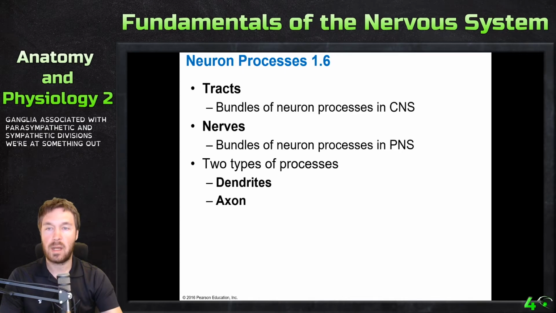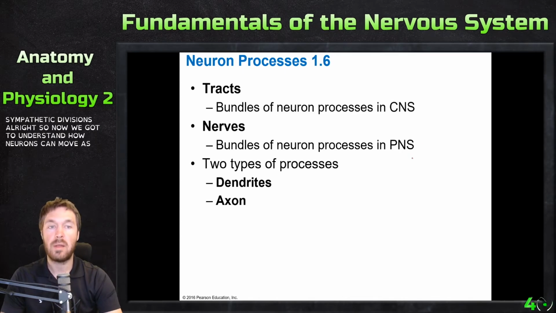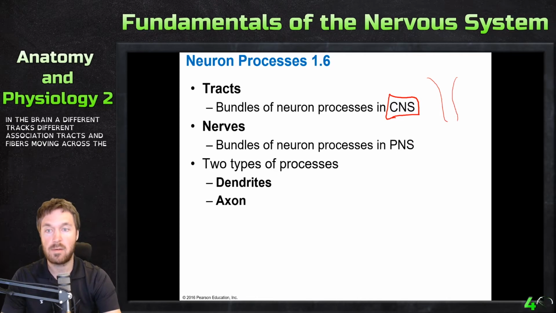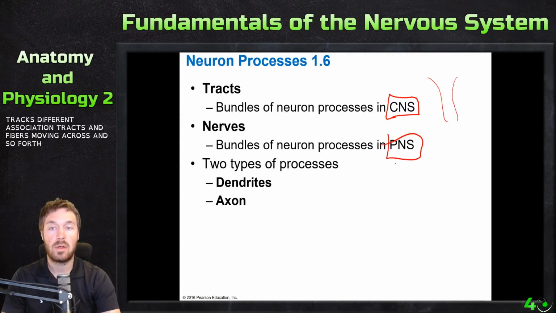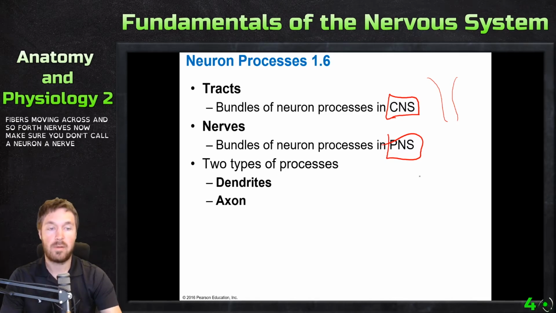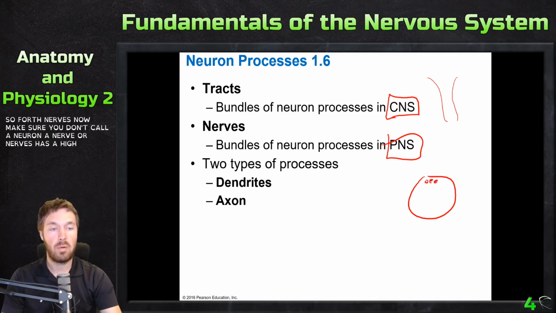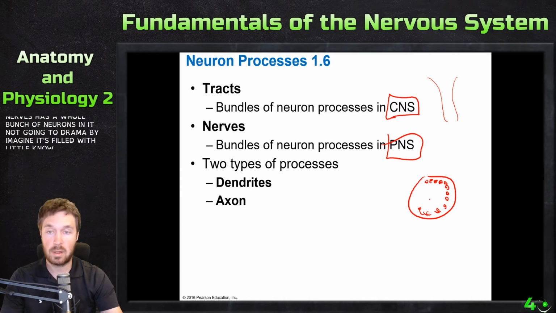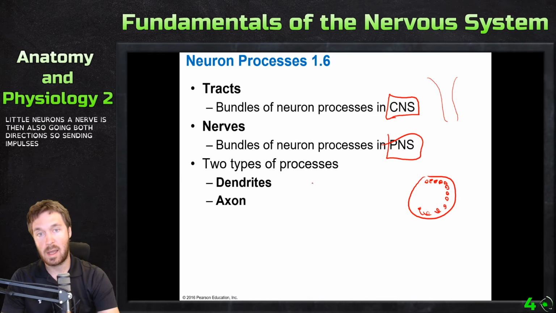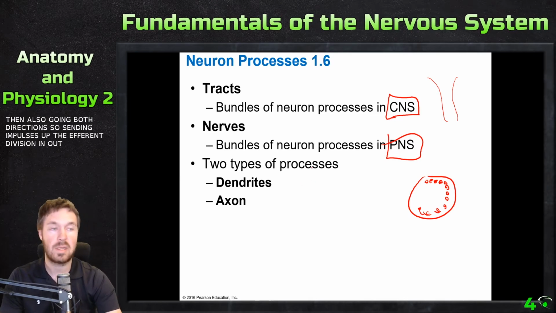Okay, so now we've got to understand how neurons can move as well, and the differences in naming. In the central nervous system, they're called nerve tracts. So in the brain, different tracts, different association tracts and fibers moving across and so forth. And outside of that, they're called nerves. Now, make sure you don't call a neuron a nerve. A nerve has a whole bunch of neurons in it. I'm not going to draw them all, but imagine it's filled with little neurons. A nerve is then also going both directions, so sending impulses up the afferent division and out the efferent division.